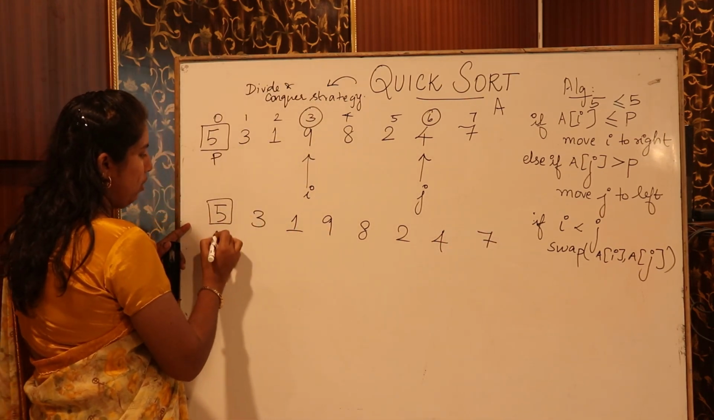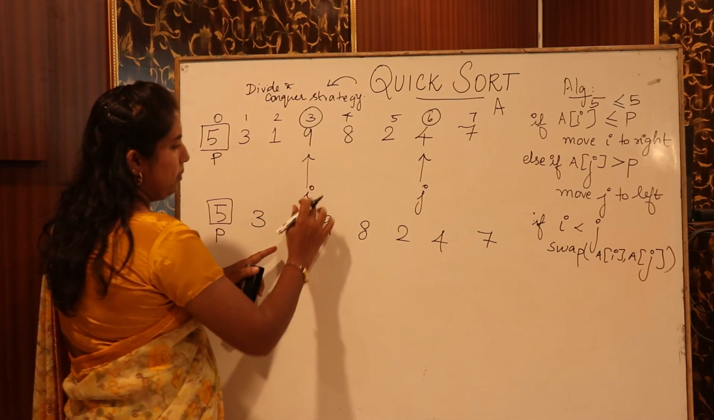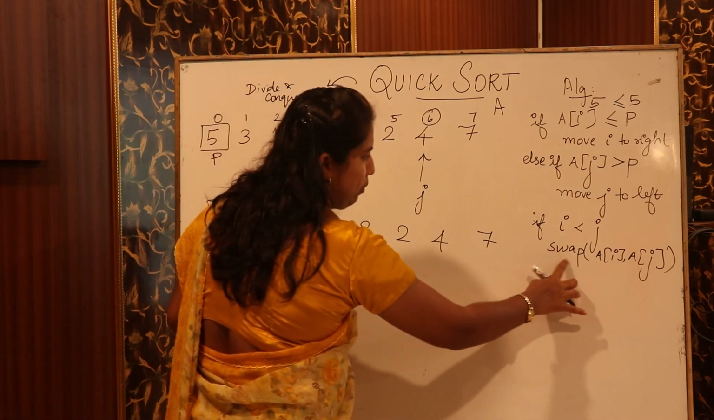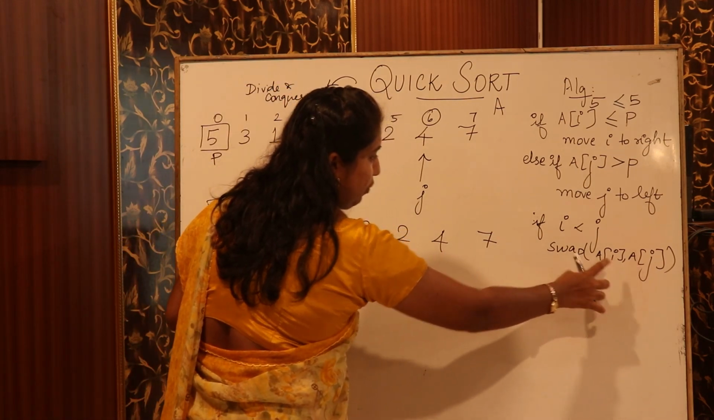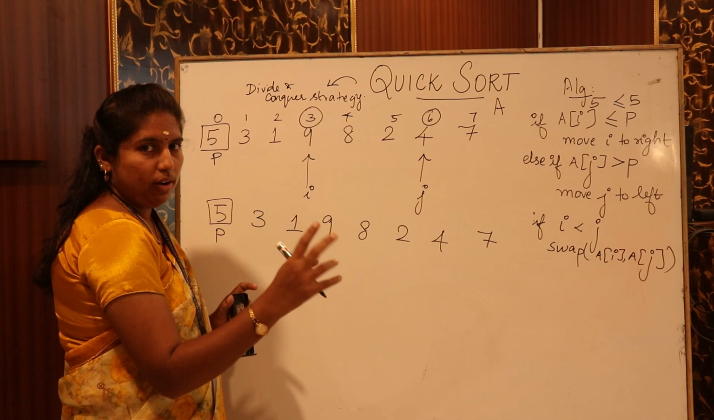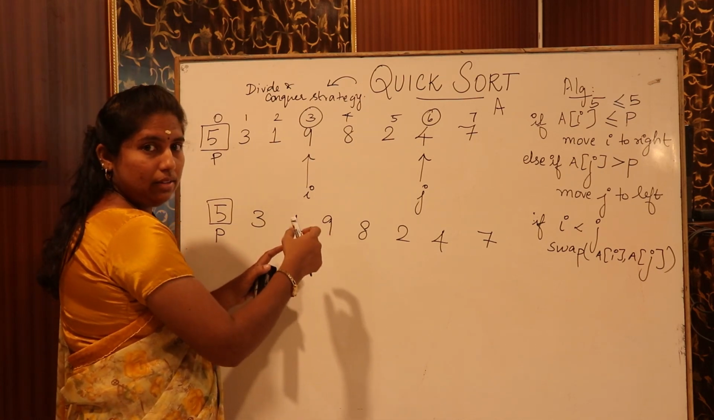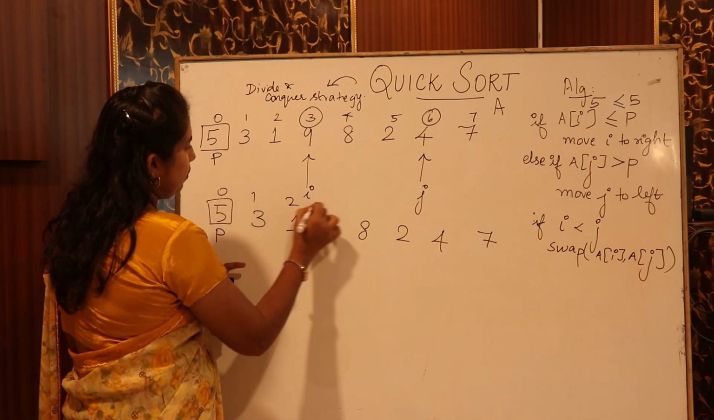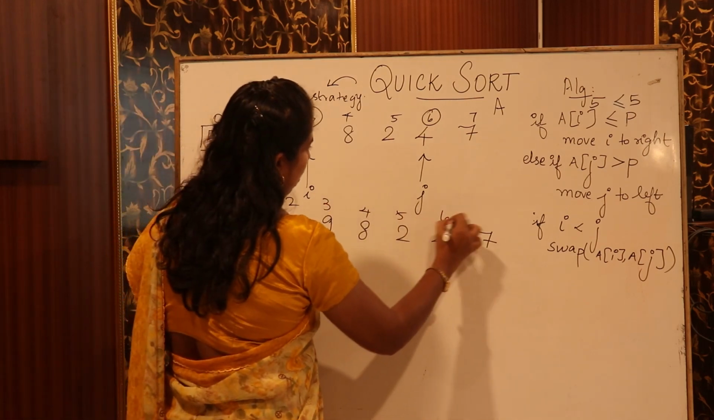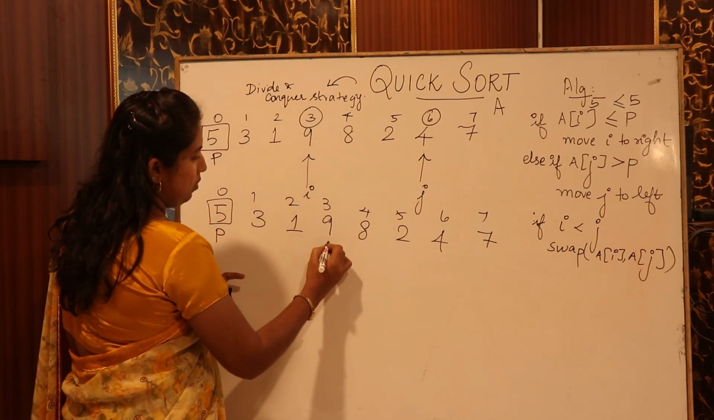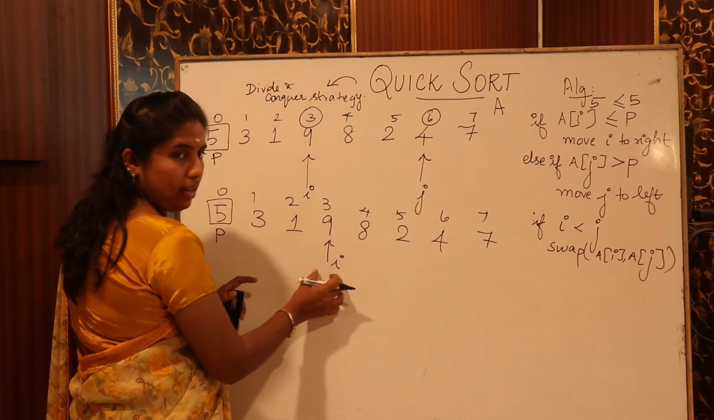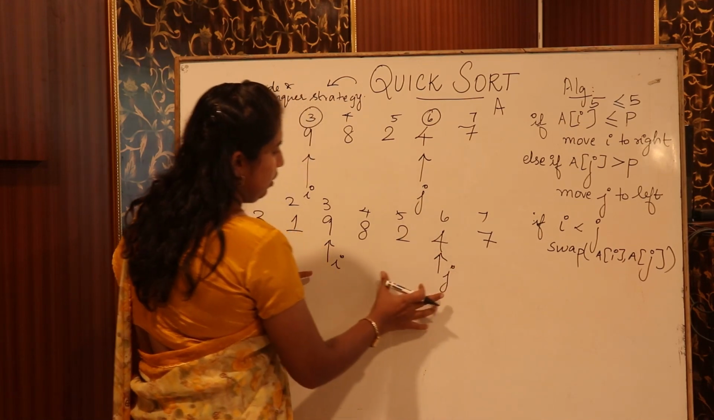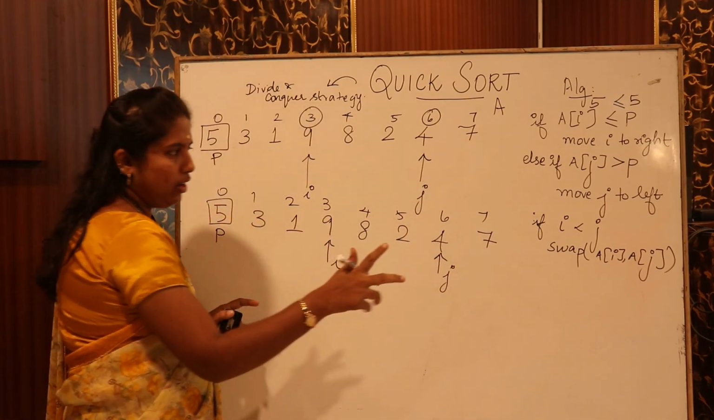Whereby my 5 will always be my pivot element, and here we are just going to interchange the values. Here we are given swap of a of I comma j, so we are going to interchange the values, not the index. So I remains at the same position. I is pointing to this third index. So I will be remaining at the same index and j will be remaining at the same index 6. So we are just going to swap the values, not the index.